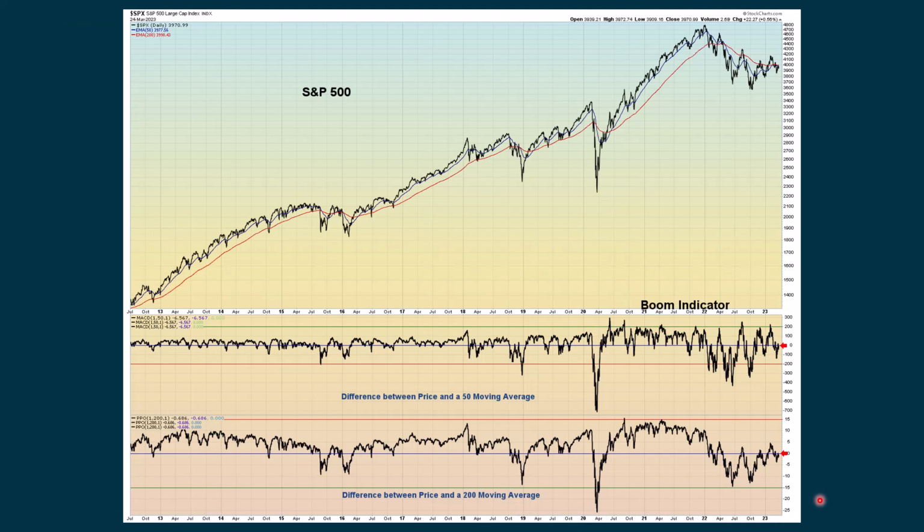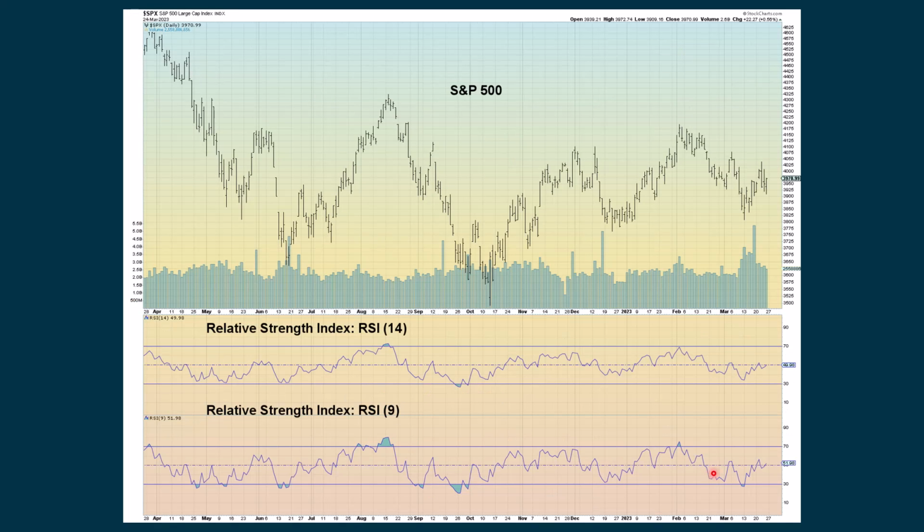The boom indicator, this is how far does price get away from the moving average. Right now we're showing a bit of equilibrium. Generally, when we're at 0 and above, that's positive, both above and below. This top chart measures the 50-period moving average, and the bottom chart measures the 200-day moving average. Price has a tendency to always want to come back to the moving average, so we measure how far price is away.